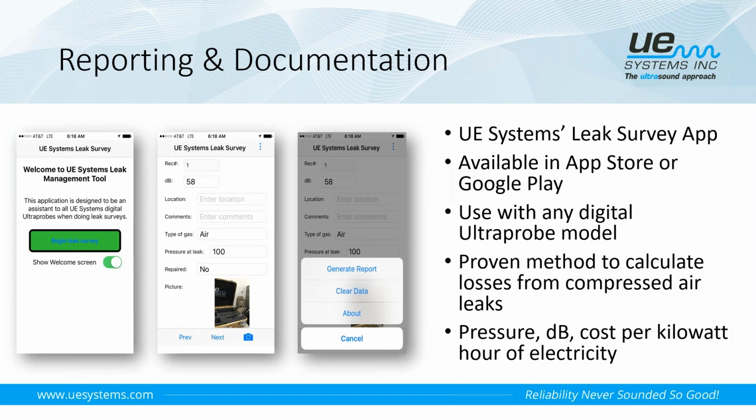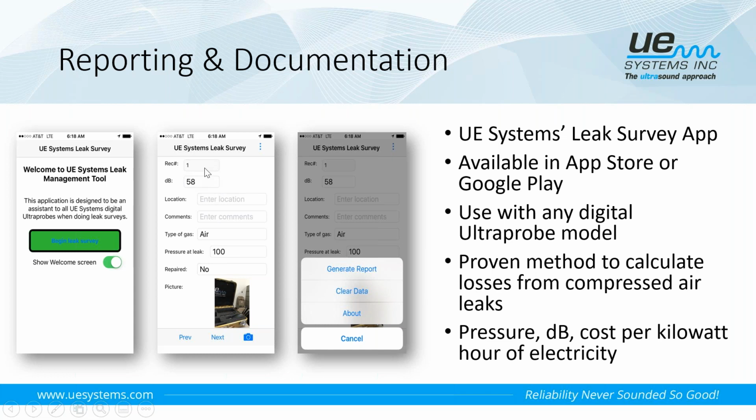Now moving into reporting and documentation. So this is what the app looks like. So again, if you go out into Google Play or the App Store, and you search UE Systems, you'll see the Leak Survey app. So it'll start you out here at Begin Leak Survey. And then once you hit Begin Leak Survey, it's going to start you out at record number 1 or leak number 1.